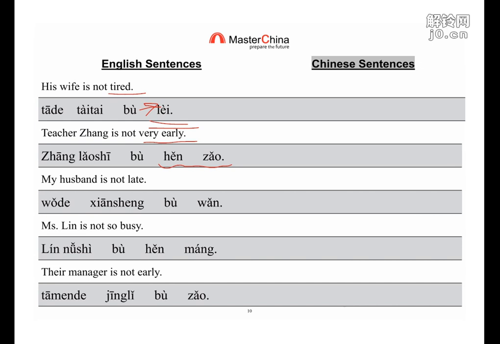And third one, 我的先生不晚. 不晚. So not late. Late is the word I want to deny. So you can see, in the statement of the description, we deny the verb. So I don't like, I don't go, I don't eat. Here we deny the adjective. That's why I said you put the word 不 before the denying part.